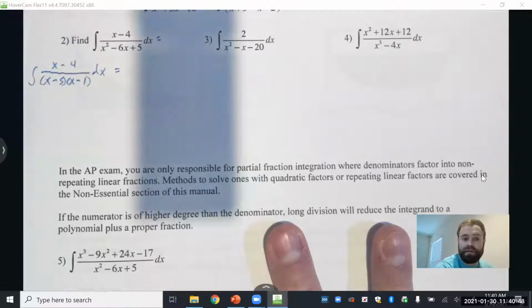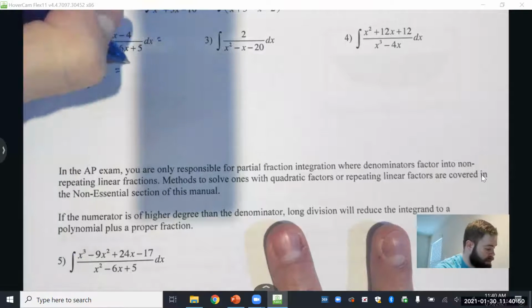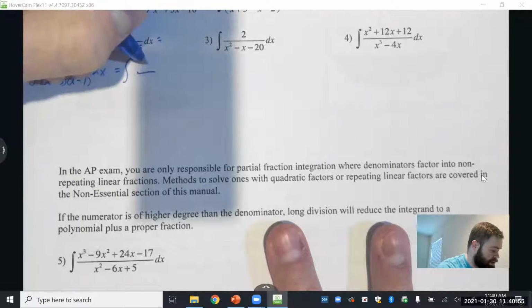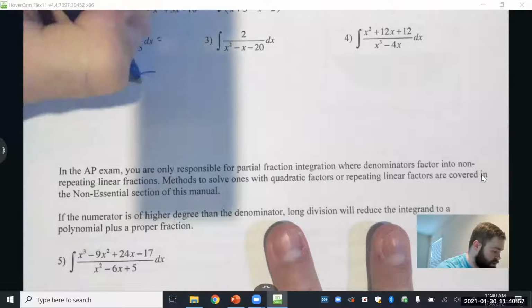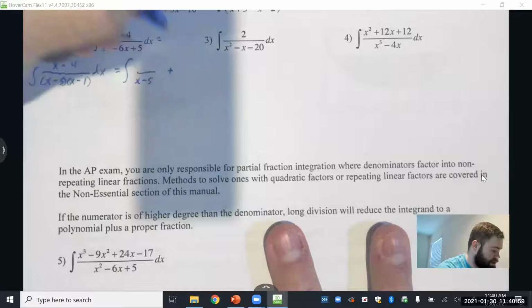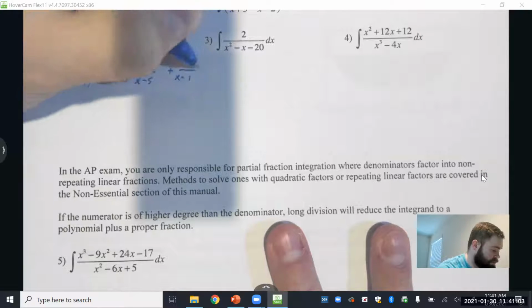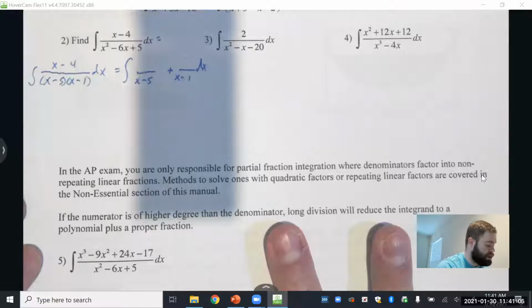And so, trying the method that we discussed above, this will need to become a number constant over the x minus 5 plus another number constant over the x minus 1.